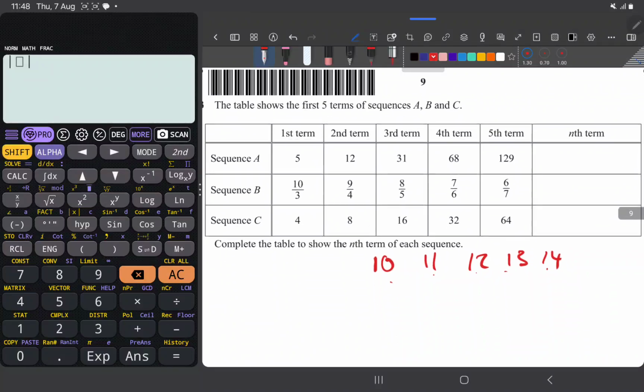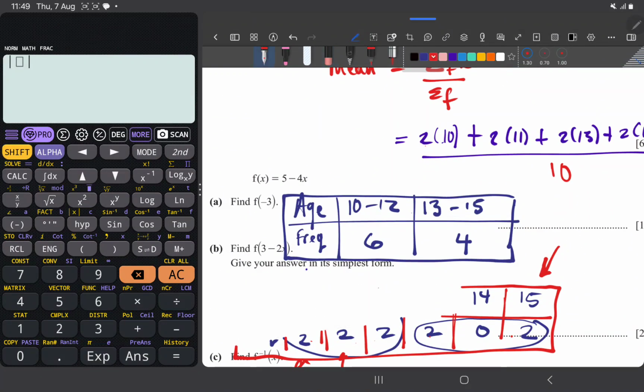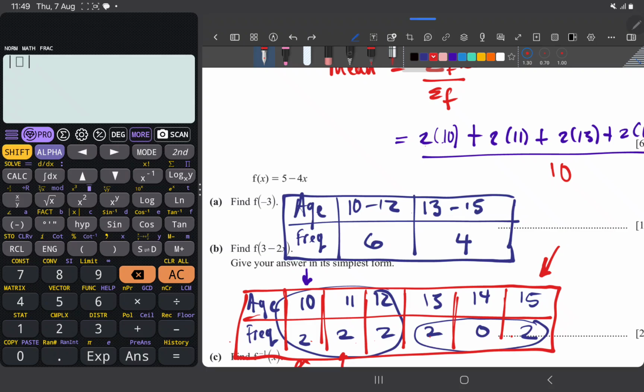Anyway, now we have a higher one. What if they do this? So you saw what we were doing here. We were multiplying frequency times each age. So there are 2 10-year-olds. So you'd say 2 times 10 plus 2 times 11 plus 2 times 12.